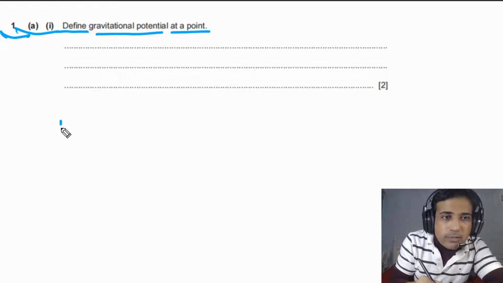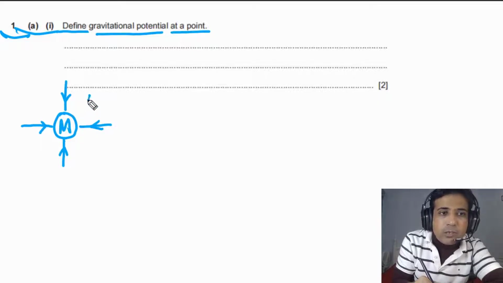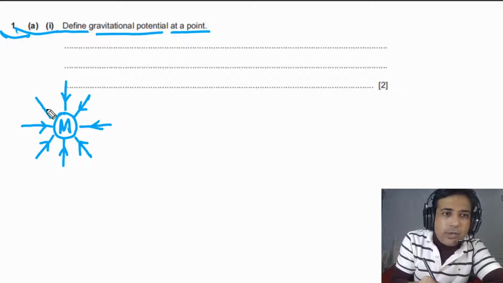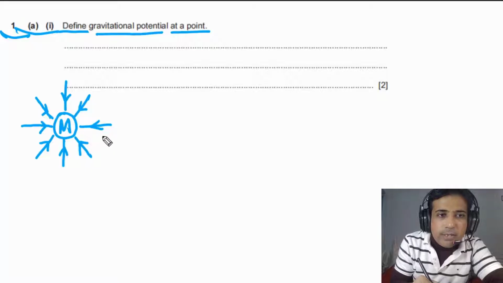First of all, imagine that we have a mass, this is capital M. It has its own gravitational field around itself. So this is the gravitational field. You need to understand gravitational force is always an attractive force, so these arrows should be pointing towards this mass. Now imagine that we need to find the potential at any single point. Let's say I want you to find the potential at point P.